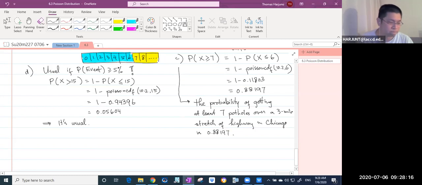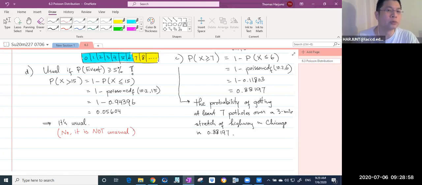0.881797. So approximately, if you randomly select a 3-mile stretch on any highway in Chicago, then there is an 88 point something percent chance you get at least 7 potholes. That's the interpretation. Now here, I guess the answer will be no. It is not unusual. The probability is actually quite small, right? But because it's not less than 5%, we don't consider that unusual.